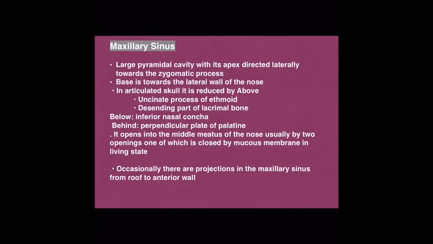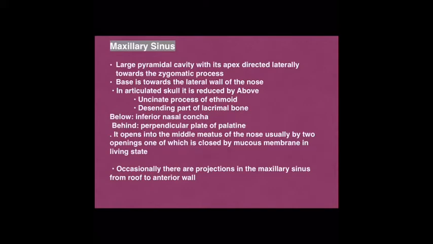أما من ناحية الماكسيلاري sinus is the large pyramidal cavity with its apex directed laterally. يكون باتجاه towards the zygomatic process. Base is toward القاعدة مالته تكون باتجاه the lateral wall of the nose. In articulated skull it is reduced by above the uncinate process of ethmoid والdescending part of lacrimal bone. أما بالنسبة للجزء الأسفل مالته يكون inferior nasal concha.